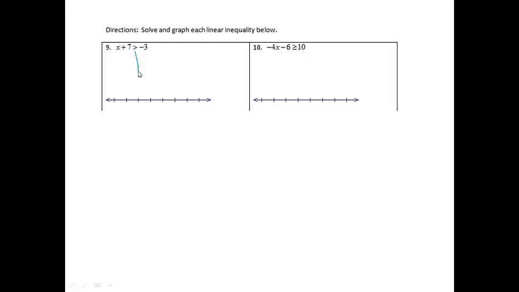I like to draw my line. And if we're getting x by itself, to get rid of plus 7, we'll do minus 7. So those are gone. So I'll get x is greater than negative 3 minus 7 is negative 10. So there's my answer. X is bigger than negative 10.